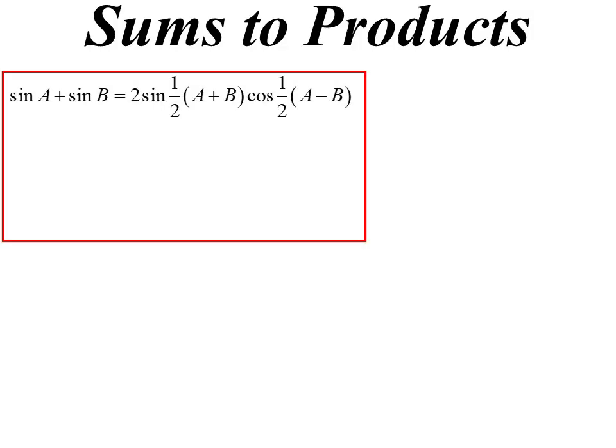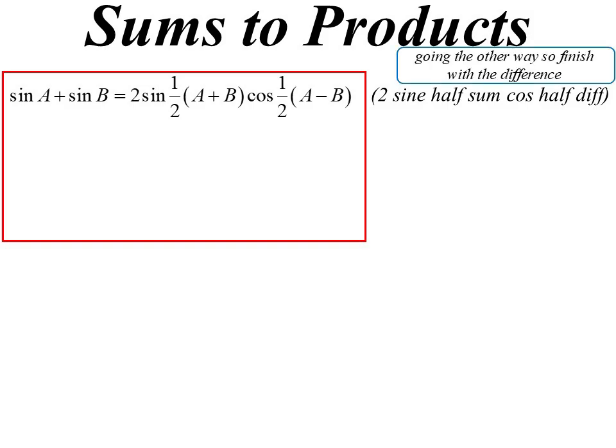Going back the other way then, how do I go from sums to products? Sine plus sine, I want to add those together. This is what we end up with: 2 sine half sum cos half diff. These ones are easier to remember. So 2 sine half sum cos half diff. We're going the other way this time. So this time, instead of starting with the difference, I finished with the difference, so we're going back the other way. 2 sine half sum cos half diff.